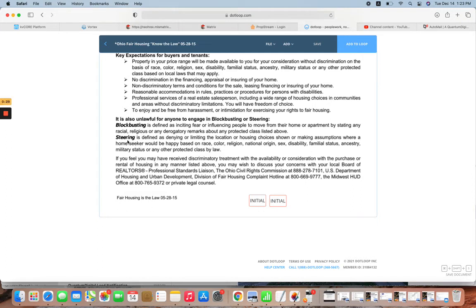The other term is steering, and that's defined as denying or limiting the location or housing choices shown or making assumptions where a home seeker would be happy based on those protected classes. So I can't say, oh, you're of this race, here, a lot of other people of that race live in this neighborhood. I can't steer you towards or away from those places.